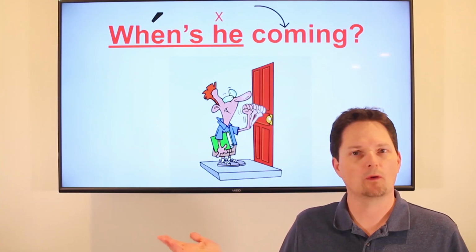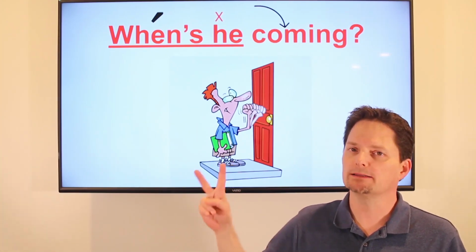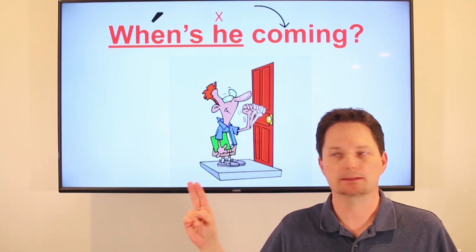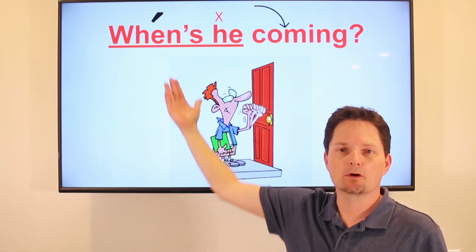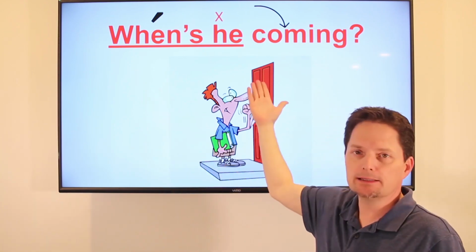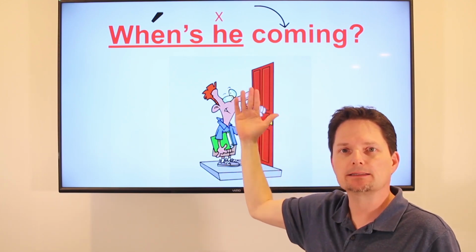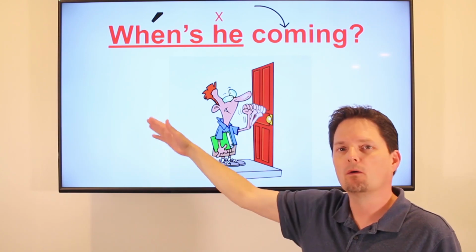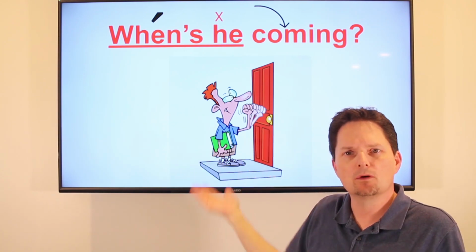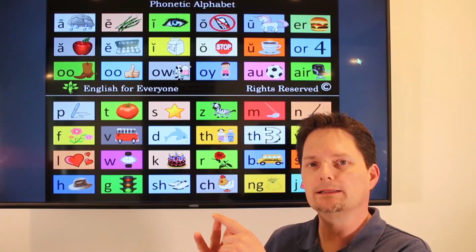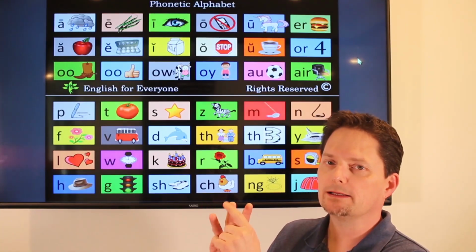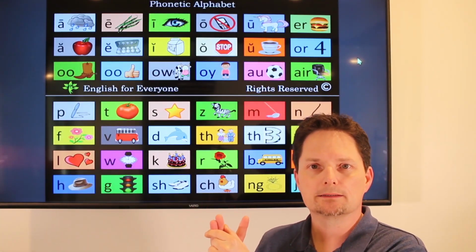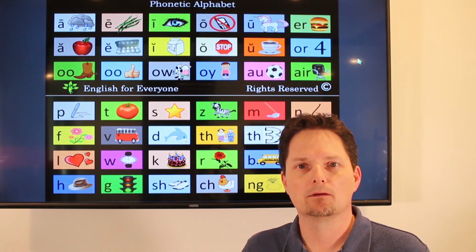Another pronunciation for when is he coming? When is, contraction, when's. Stress on the important word, when's. He is not important, so the H is silent. Link the words together. When's he? When's he coming? Contraction, when is, together, when's. When's he?